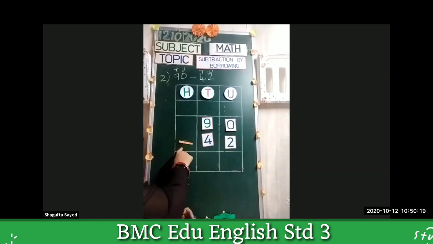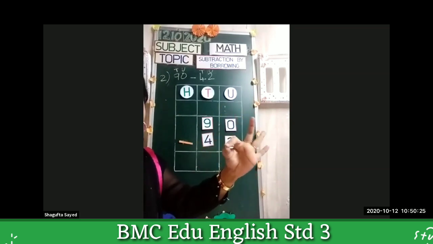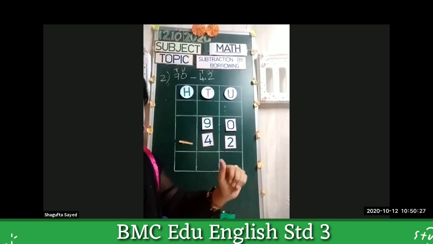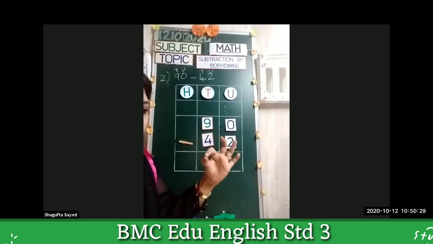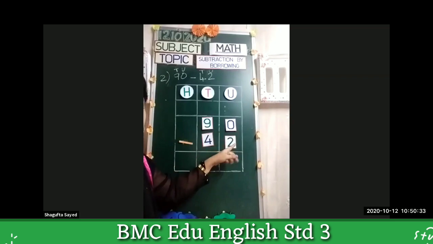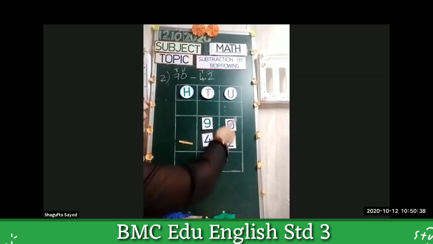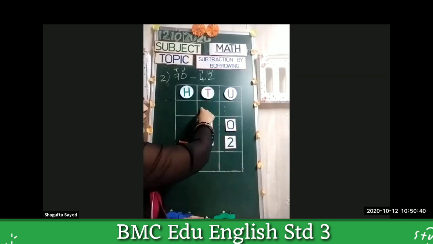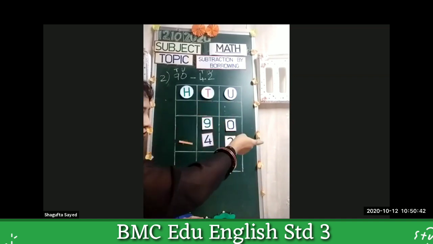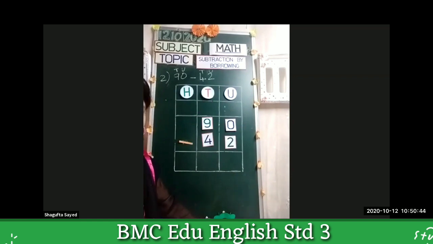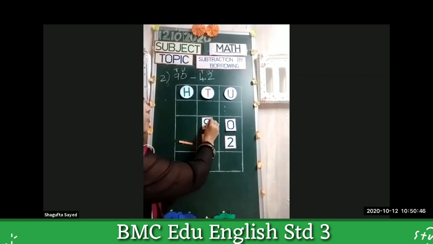And this is the subtraction sign. Now from 0 can we minus 2? Is it possible? If 0 is alone, 0 is single, it has no value. So from 0 can we minus 2? No, we cannot minus 2. What are we going to do now? Unit friend is who? 10. From tens we are going to borrow 1. Now what are we going to do? We are going to cut this.